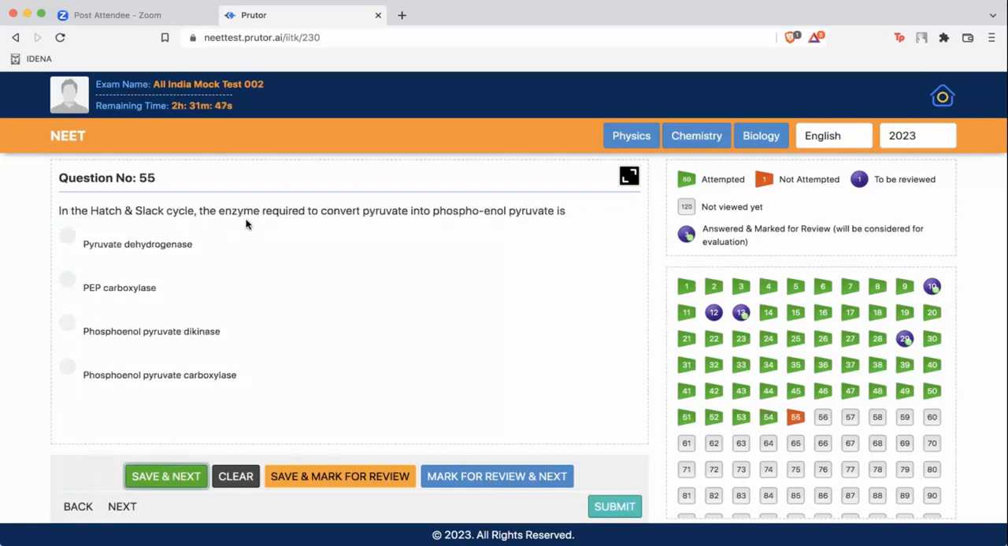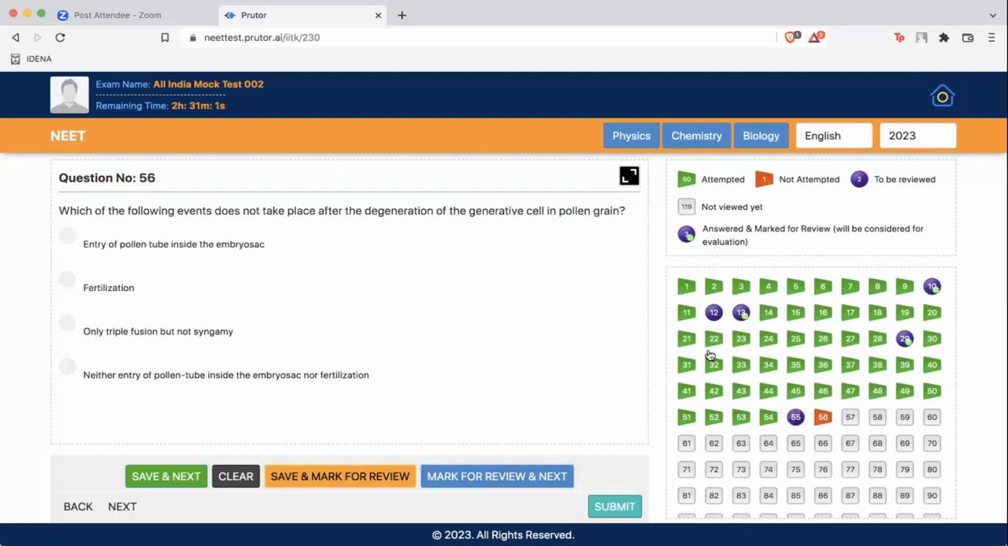In the Hatch and Slack cycle, the enzyme required to convert pyruvate into PEP. Hatch and Slack cycle, that is your C4 pathway. And pyruvate into PEP. PEP carboxylase, PEP diketonase, PEP carboxylate. PEP carboxylase converts something else. I'll come back to this one sec. Okay.